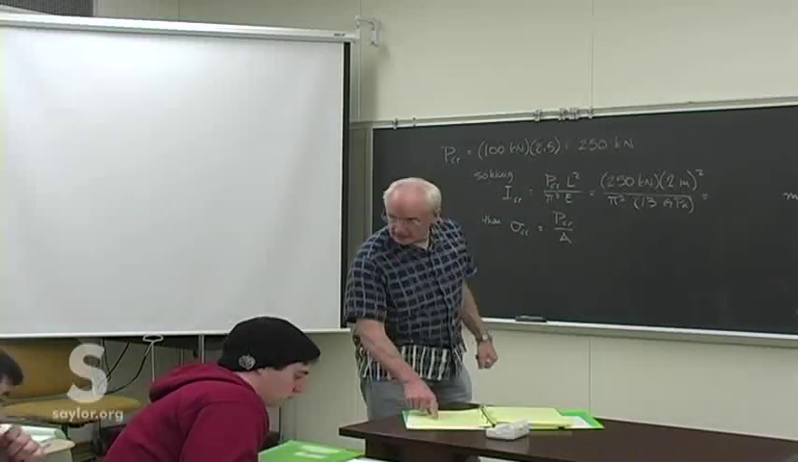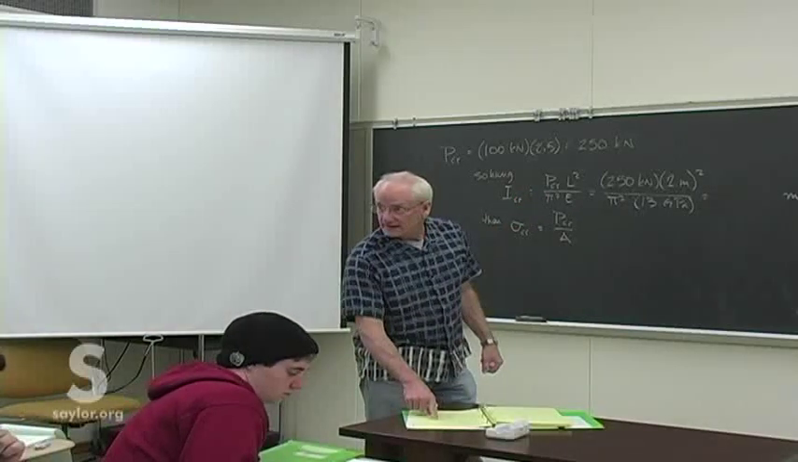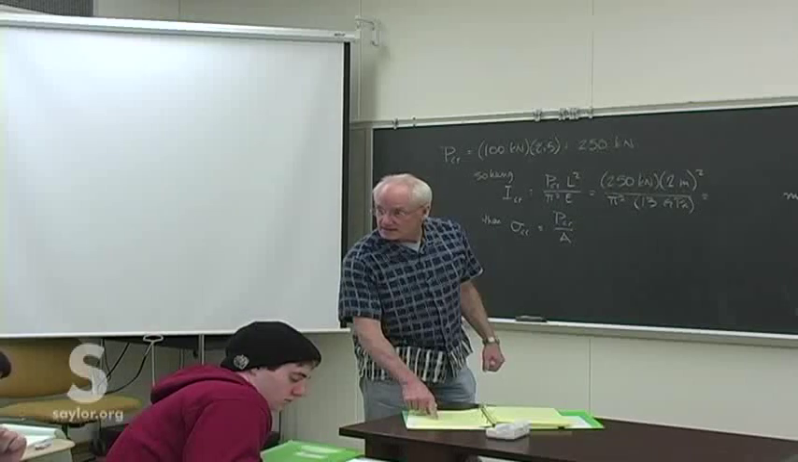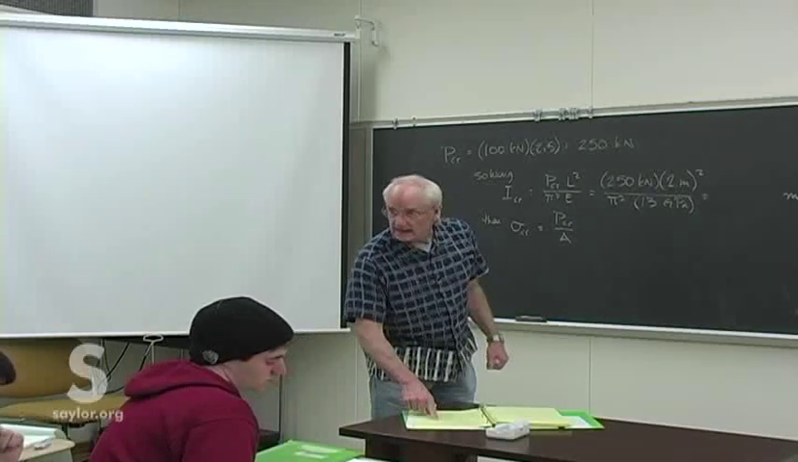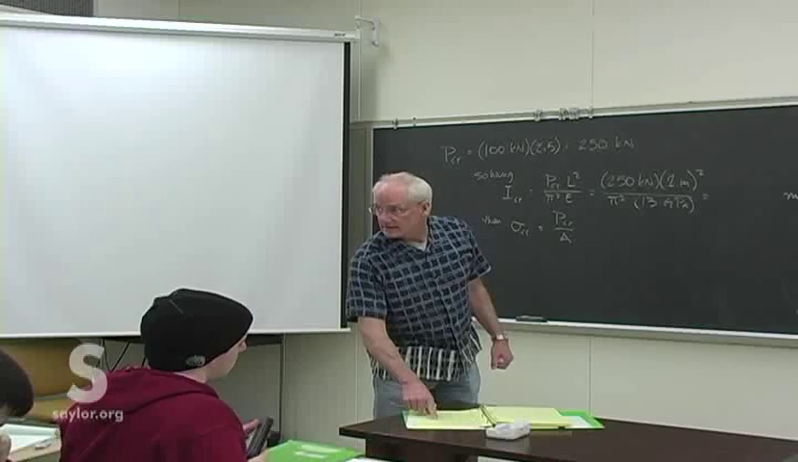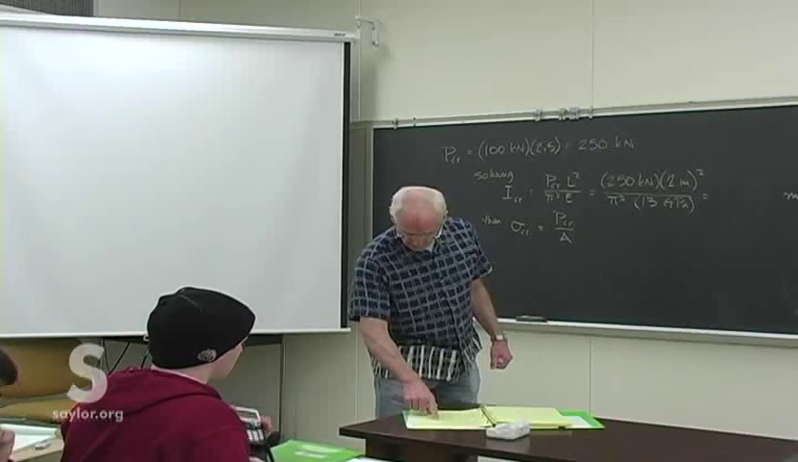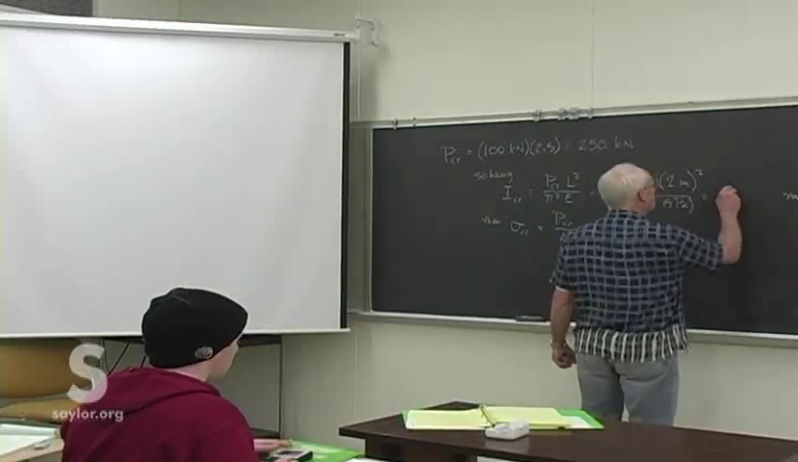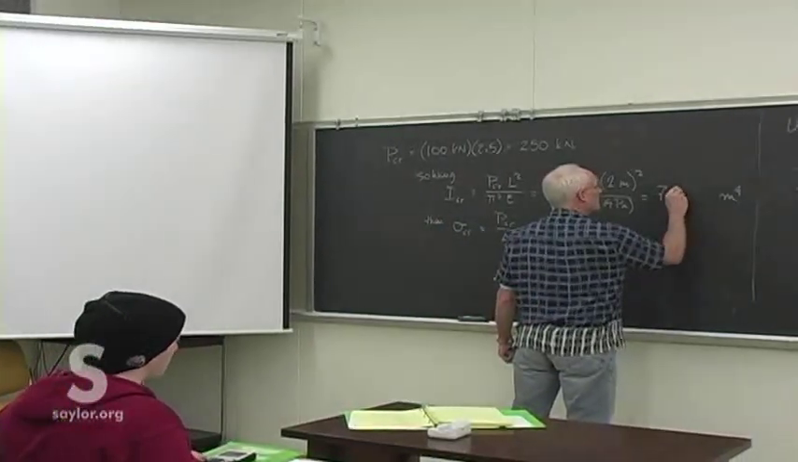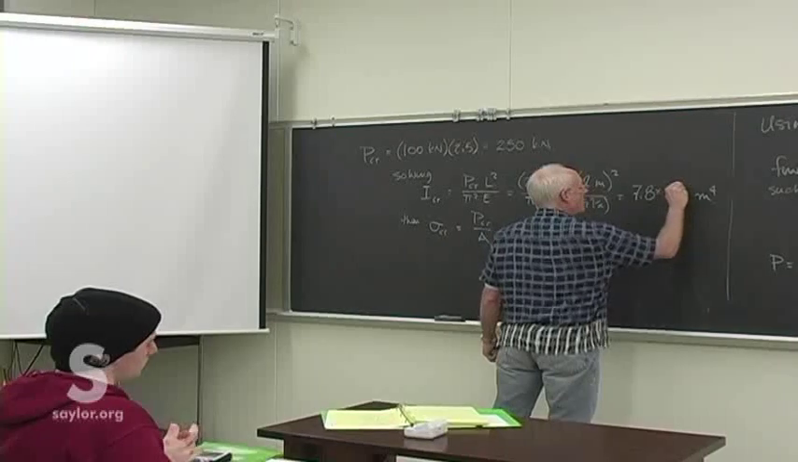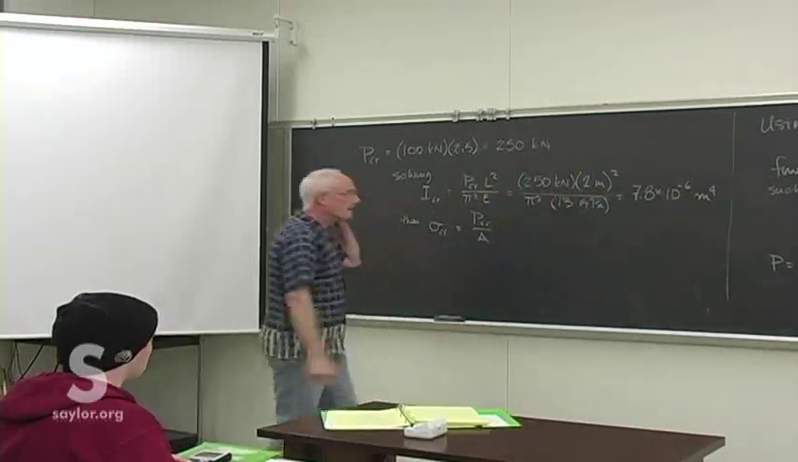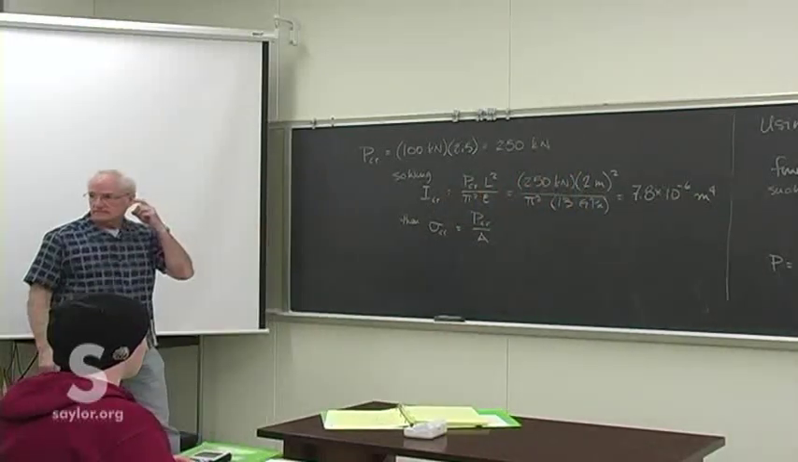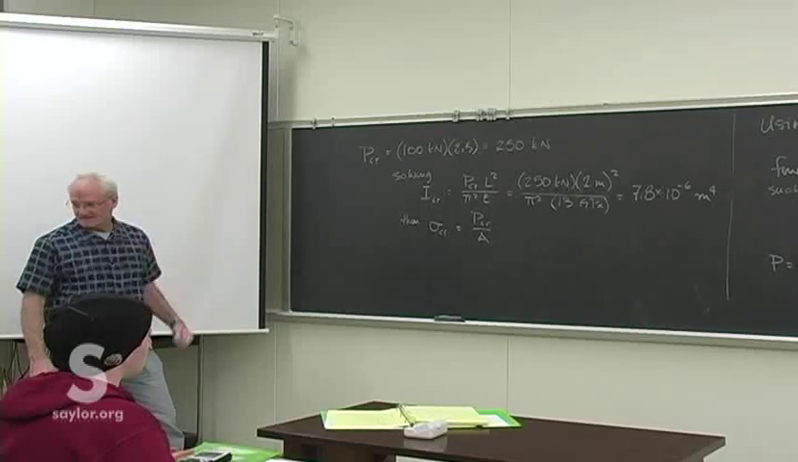Travis, you look like you have it. 1.95. What? Is that 1.95 times 10 to the 36? That's not what I have. For A? Yeah, I have 7.8 times 10 to the... No, for I here. Yeah, I got 7.014 times 10 to the negative. What? That's what I have. Calculator's different than mine.